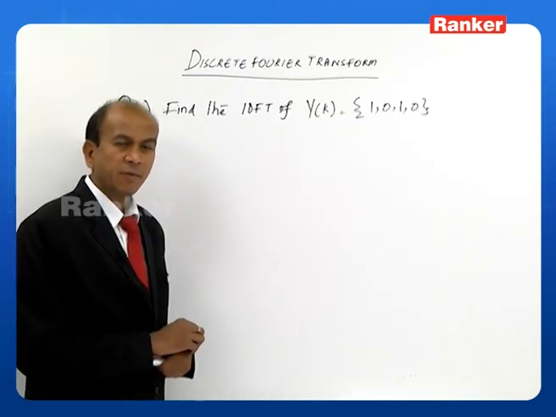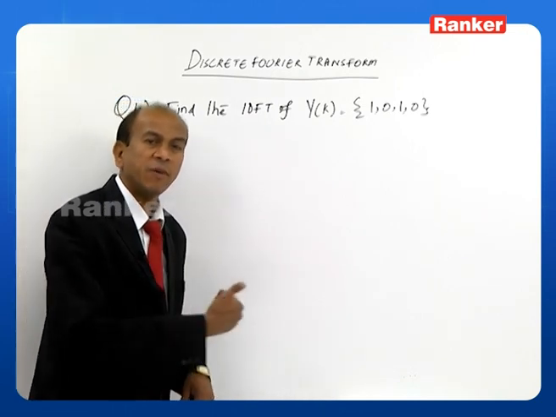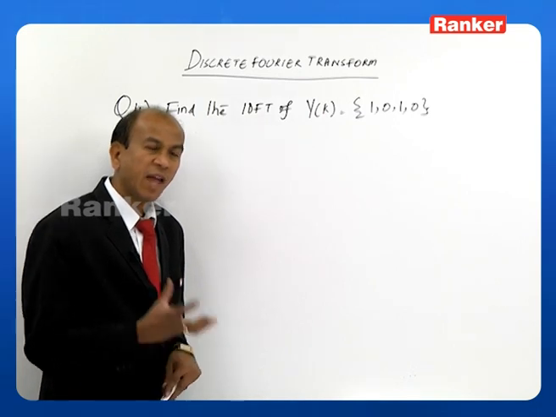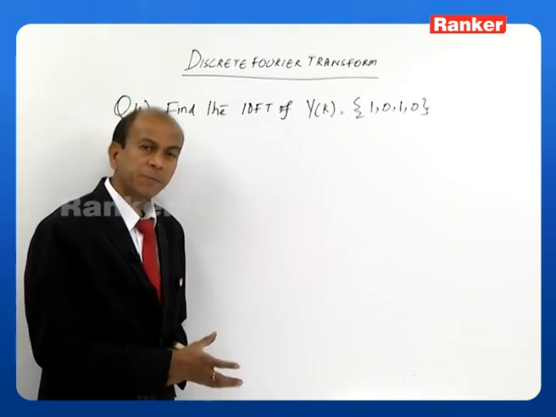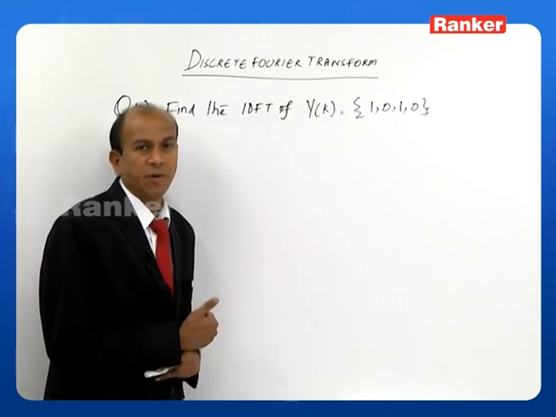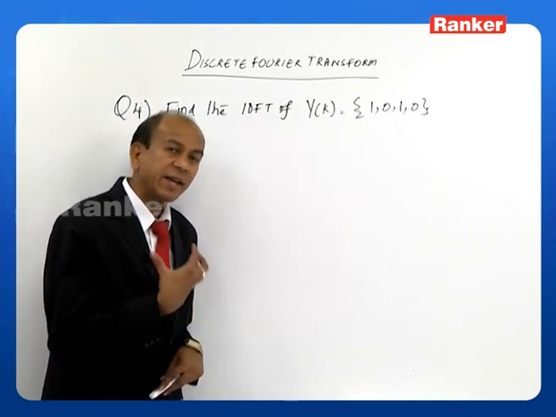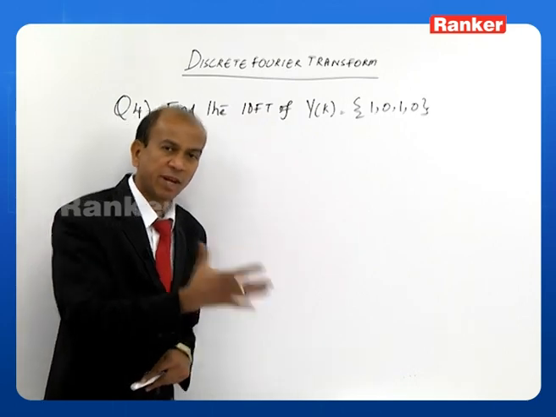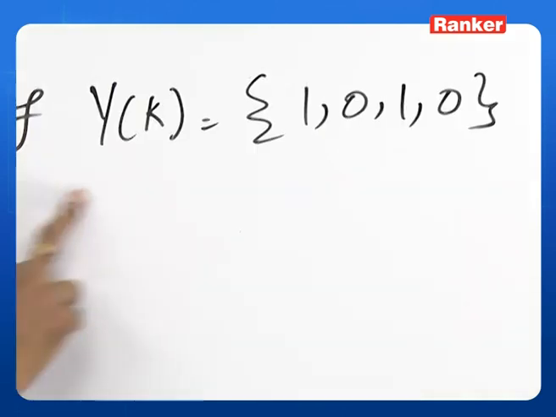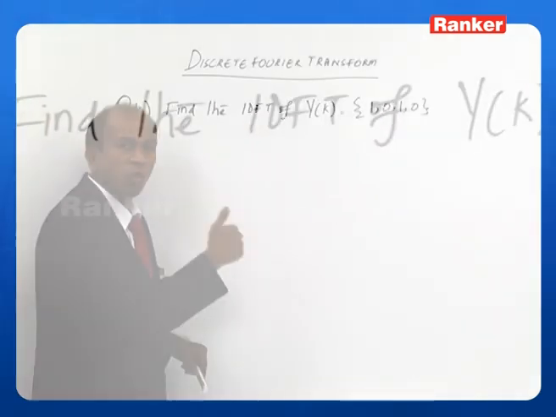In this example, we are doing exactly inverse of what we have done earlier. Earlier, given a sequence x of n, we have calculated the DFT x of k. Now in this problem, given a DFT, we have to find out its sequence, time sequence. So I have to find out IDFT, that is inverse discrete Fourier transform. So let's look at y of k is given as this. This is the problem. Problem is y of k is given as 1, 0, 1, 0.